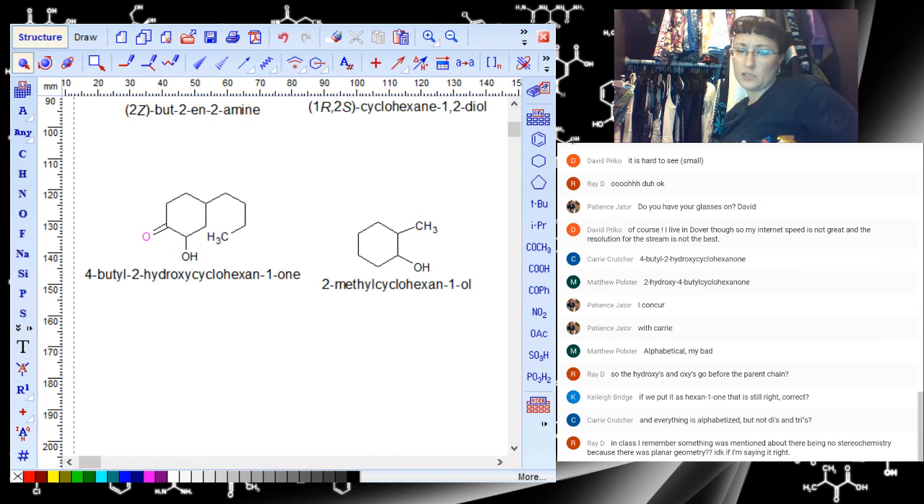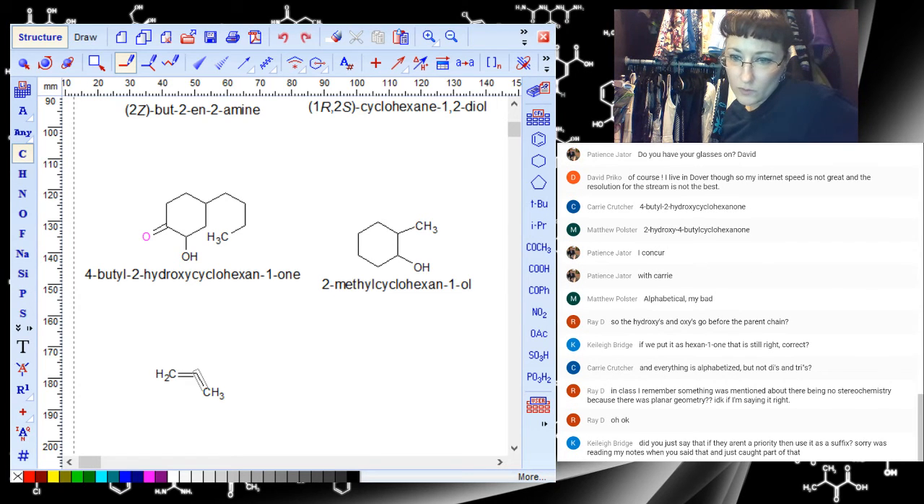No stereochemistry because there was planar geometry. If you have planar geometry, you have EZ stereochemistry. If you have something that's sp hybridized, then it's linear geometry and there's no stereochemistry then. If it's not priority, you use it as a prefix, and if it is priority, it's the suffix.